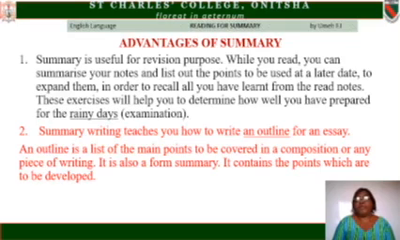Number 2, summary writing teaches you how to write an outline for an essay. What is an outline? An outline is a list of the main points to be covered in a composition or any piece of writing. It is also a form of summary. It contains the points which are to be developed. Why is it a form of summary?